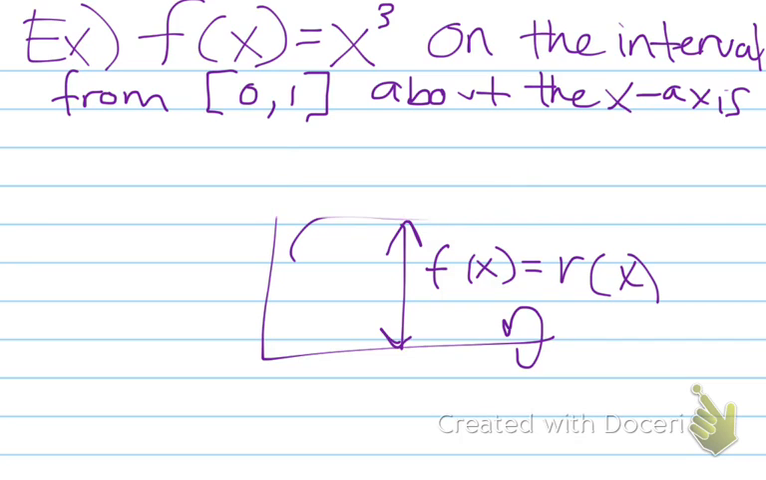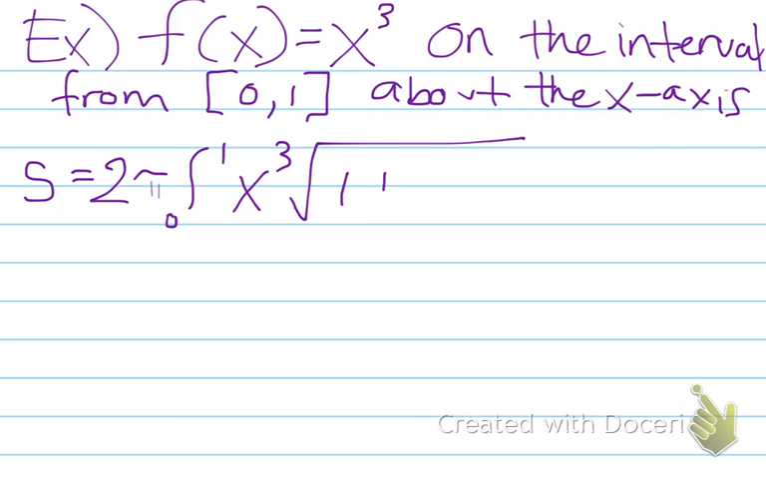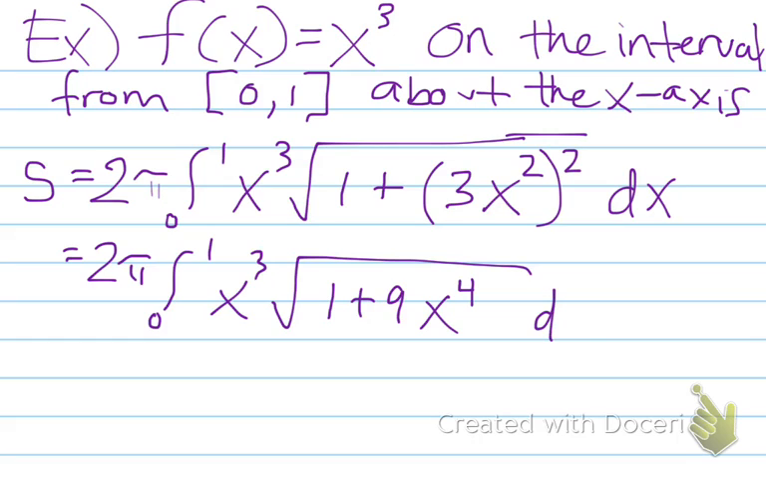If we set up our equation, the area of the surface of revolution equals 2 pi times the integral from 0 to 1 of r of x, which I just said was f of x, so x cubed, times the square root of 1 plus the first derivative. The first derivative of f of x would be 3x squared, dx. If you square that out, you get 2 pi times the integral from 0 to 1 of x cubed times the square root of 1 plus 9x to the 4th dx.